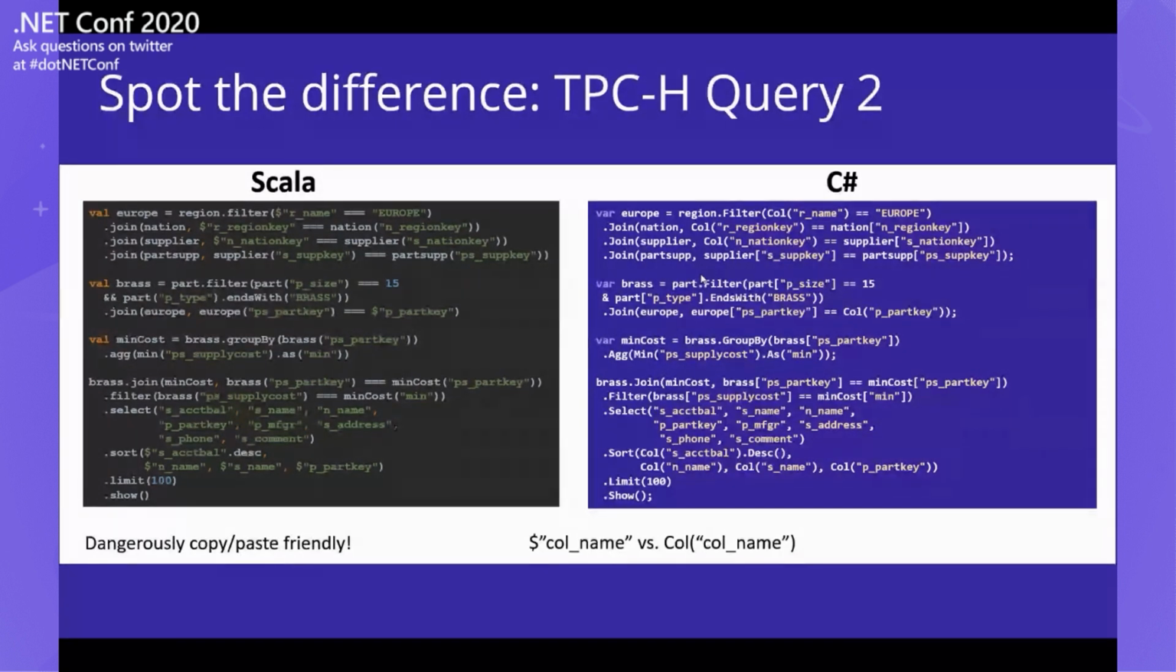The second piece you will notice is there are subtle differences, like the way you would address a particular column. And finally, some bits and pieces about capitalization. But I'm not kidding. The 22 queries of TPC-H, it literally took me less than an hour to copy paste from Scala into C# and just change them to actually make them work inside C#. And I'm pretty sure you're going to love the experience.